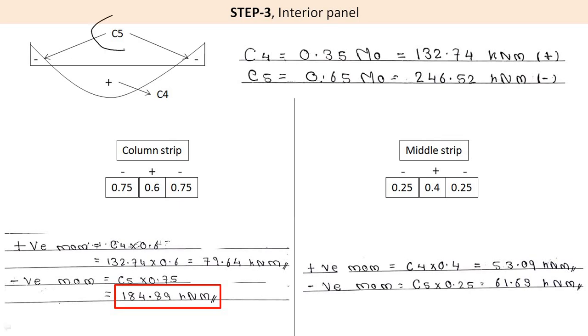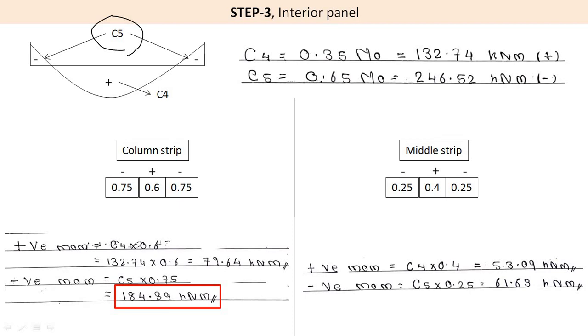Now we will see the negative, which is C5. So C5 is equal to 65% of M0, which is 0.65 into M0, which will be 246.52 kilonewton meter, which is negative. Now we have divided the total moment into the positive moment and negative moment.